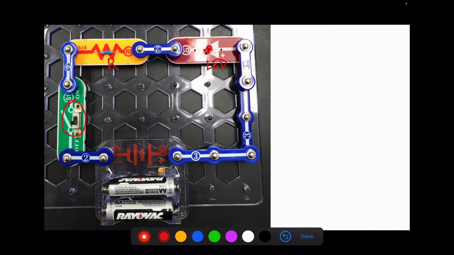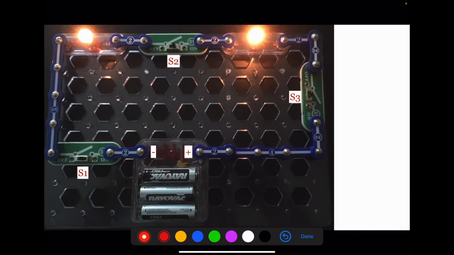Another use of a series circuit is for controlling the circuit. We want to make sure that switches are always hooked up in series with the thing we're trying to control. If the switch is not in series, it's not going to affect the thing we're trying to turn on and off. So here's an example of a circuit that has 2 light bulbs and 3 switches. Since all of these switches are hooked up in series, turning any one of them off will shut down the entire circuit.